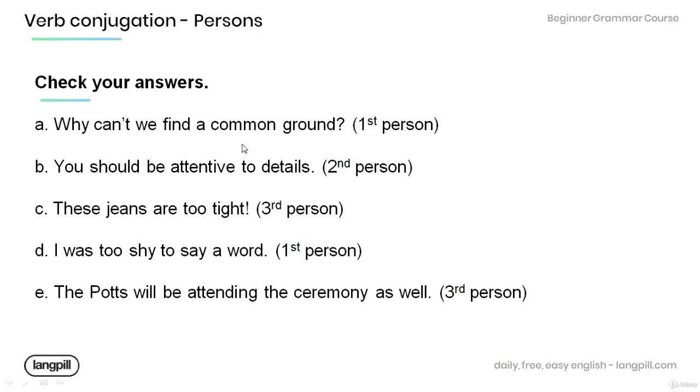Why can't we find common ground? First person. You should be attentive to details. Second person. These jeans are too tight. Third person. I was too shy to say a word. First person. The Potts will be attending the ceremony as well. Third person.